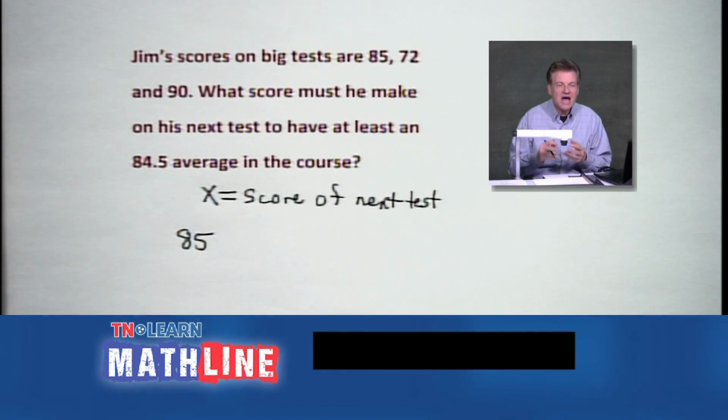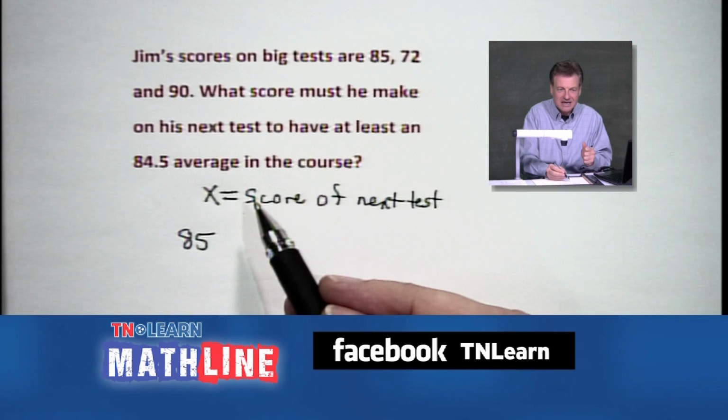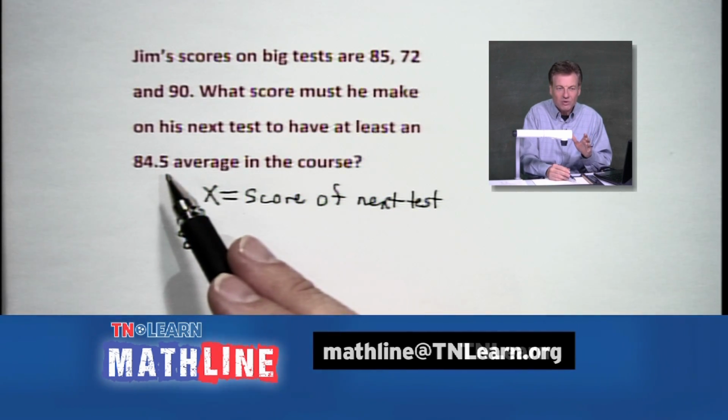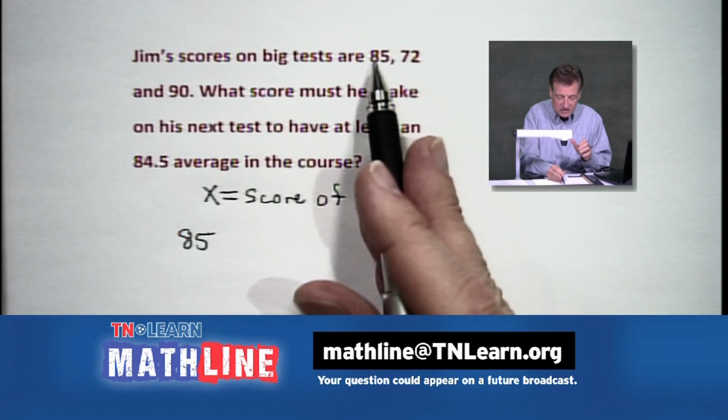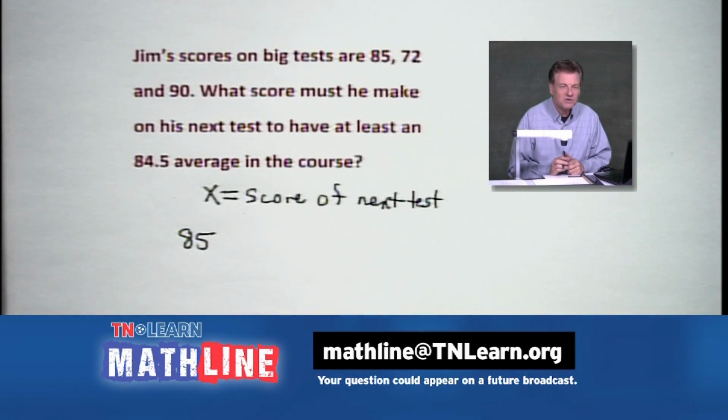Well, in this case, he's got 3, but he's going to have a 4th one because this is the 4th test. And he wants to get an 84.5. Well, he almost made that on that first test, but then he had that 72 that kind of messed things up, it looks like. So what we're going to do, we've got to maintain.